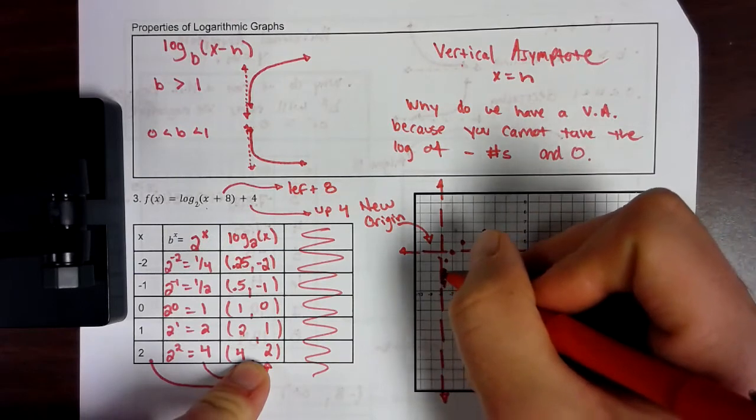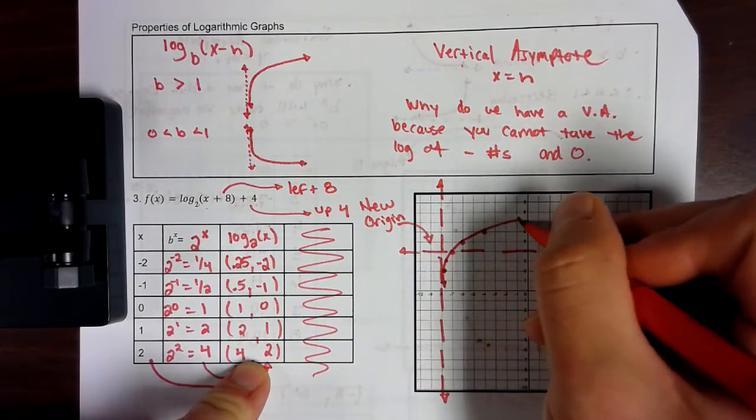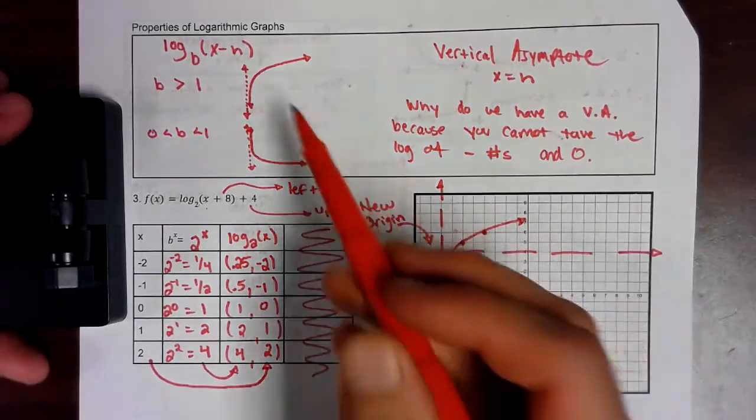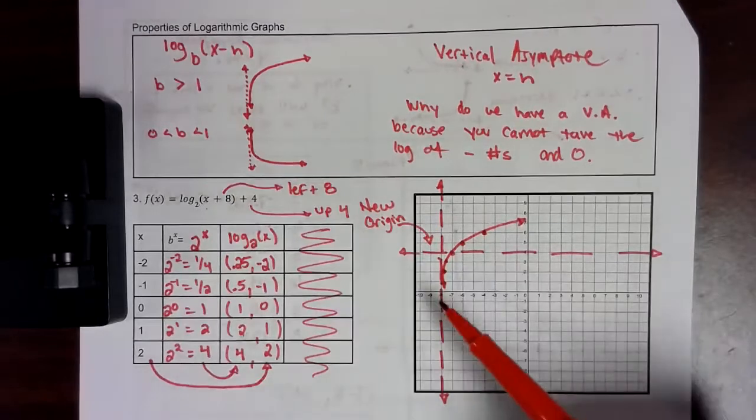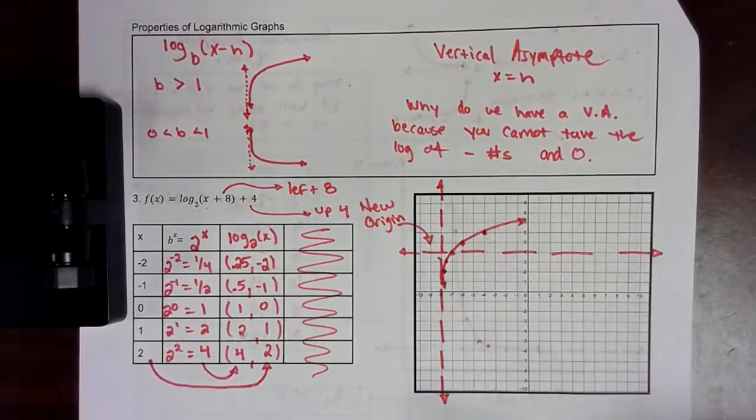After I connect these points, we get a graph, something like what we drew up here, right? B was greater than 1, so we should see it kind of starting to flatten out as we move up. It's going to keep going down though. And there's our graph of the log.